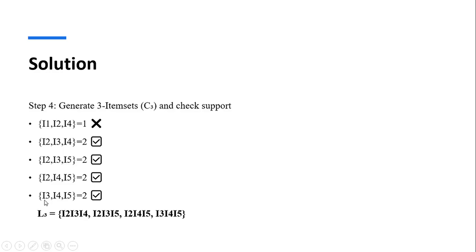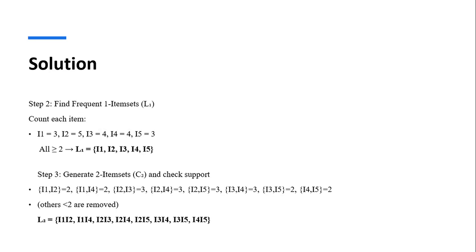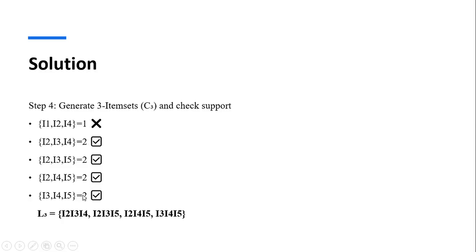Let us check for I3, I4, I5. I3, I4, I5 is present under the second transaction. I3, I4, I5 is present under the sixth transaction. So that's why the support count is 2. Similarly, I have checked the combinations with different items, and you have to list only those item sets whose support is greater than or equal to 2. So we have only 4 item sets whose support count is greater than or equal to 2. So that is our L3.